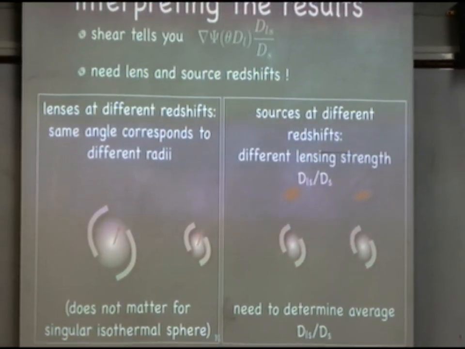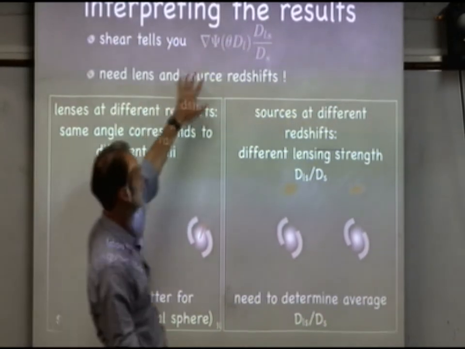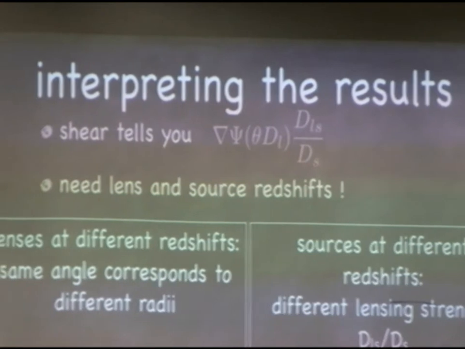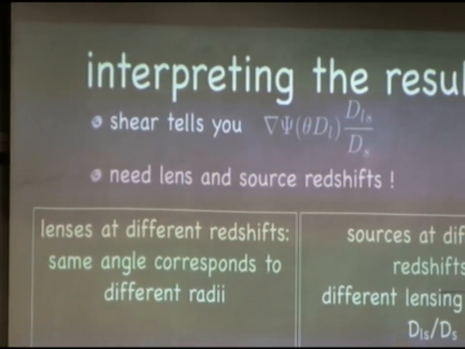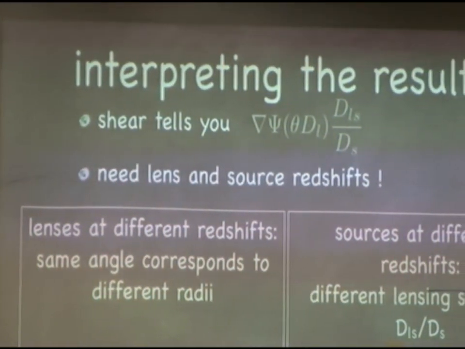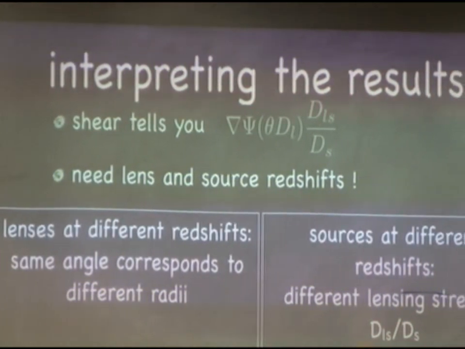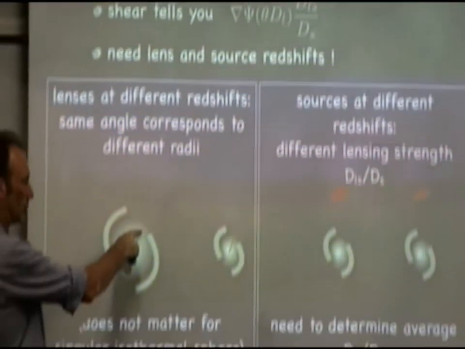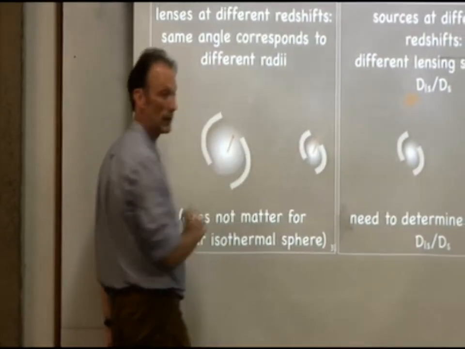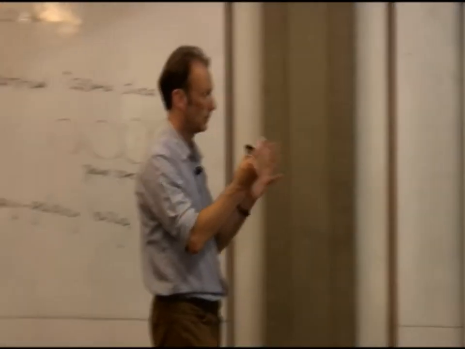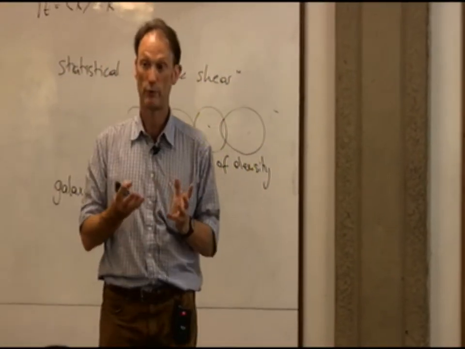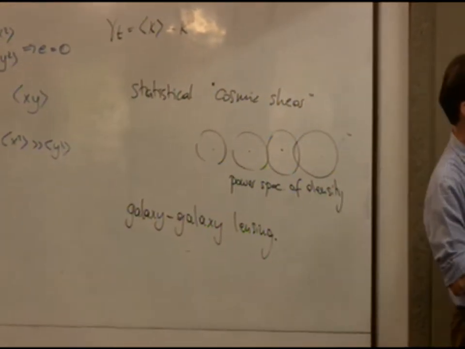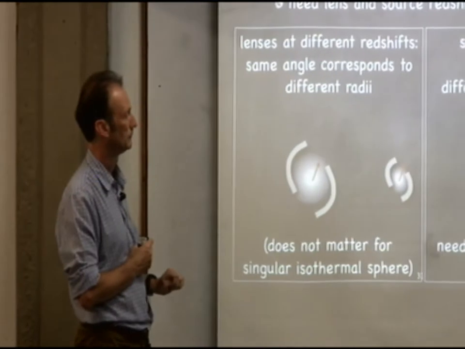And so once you have the shear that tells you your lensing potential around the lenses, you need to know the lens and the source redshifts to calculate the critical density, which sets the scale for the effect that you're measuring on the sky. So again, this makes your analysis a bit more complicated. Some of the lenses will be at a different redshift, so the same angle on the sky corresponds to a different physical scale in the galaxy. So it's even messy to work out which average you're actually constructing when you're stacking all these galaxies. That's why it's always nice to try to stack lenses which are more or less at the same redshift.